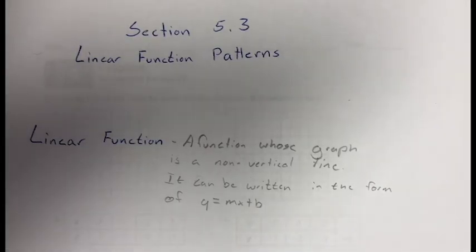In section 5.3, we're going to be talking about linear function patterns. This sounds a whole lot worse than what it is. Just know this is all a linear function is: it's a function whose graph is a non-vertical line, and it can be written in the form y equals mx plus b. Hey, that looks familiar. Yes, it ought to, because we spent a chapter just on what is called slope-intercept form.